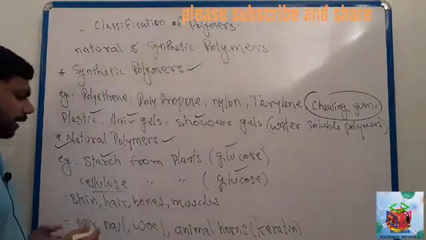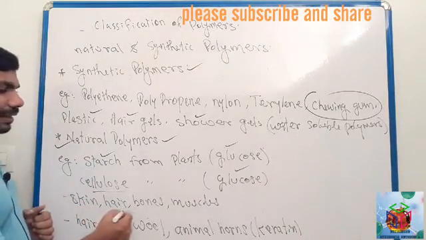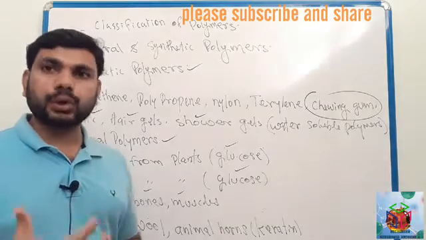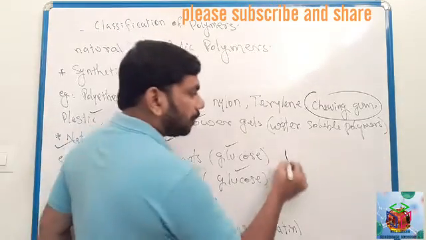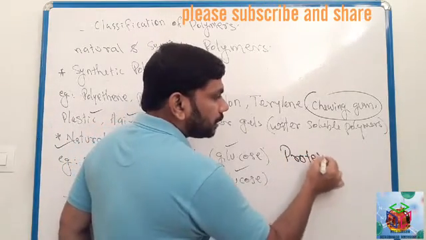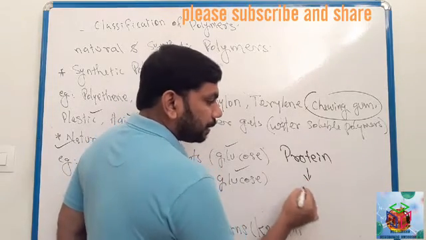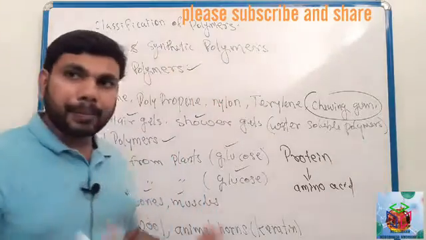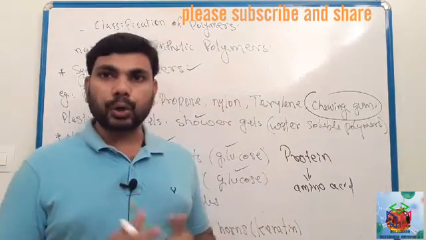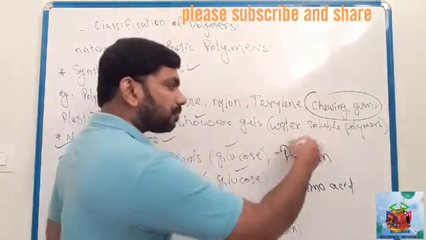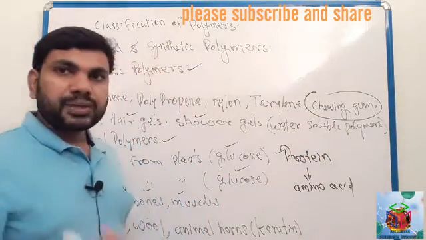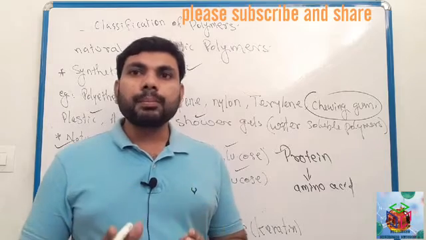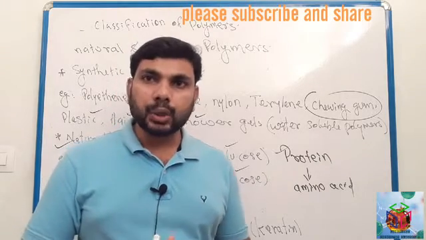Clear? Look here, our body, skin, hair, bones, muscles also contain different types of polymers such as protein. Our body contains a polymer, it is protein. Protein is made up of different types of amino acids. Many amino acids join to form protein. So the monomer of protein is amino acid, the smallest unit of protein.